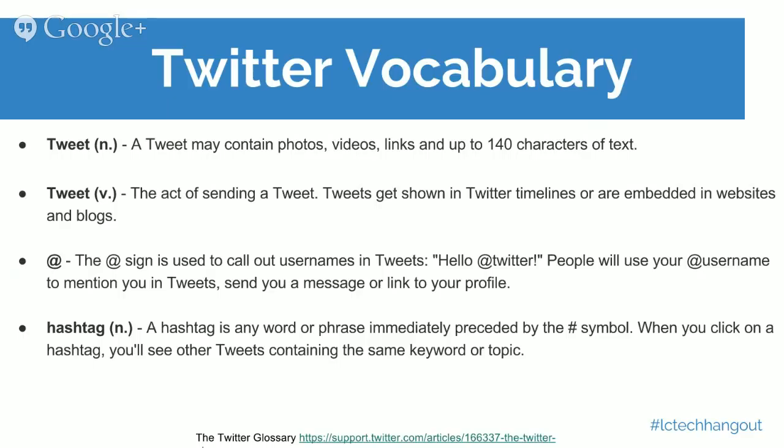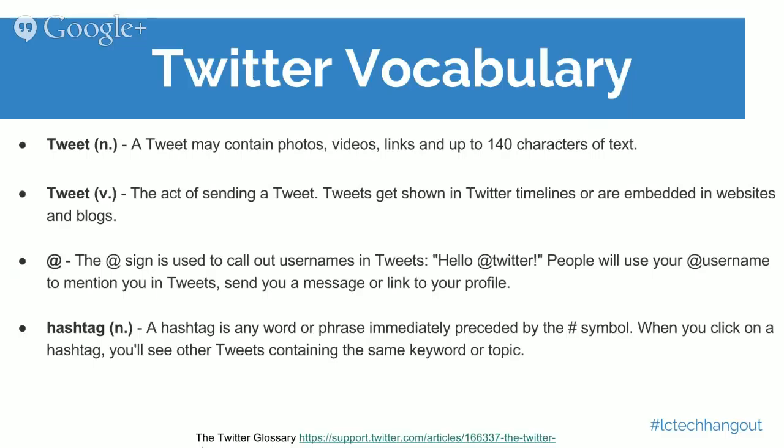Just to give you a little bit of vocabulary, a tweet, as a noun, is a certain thing that contains photos, videos, links, and they can only be 140 characters. So you can have whatever you want in there, links to different things, photos, videos, but all of that can only be 140 characters of text. So that would be the noun version. Tweet is also a verb. That is actually the act of sending a tweet. So if you tweet something, that is what you share out from your Twitter account. That is you telling your story.